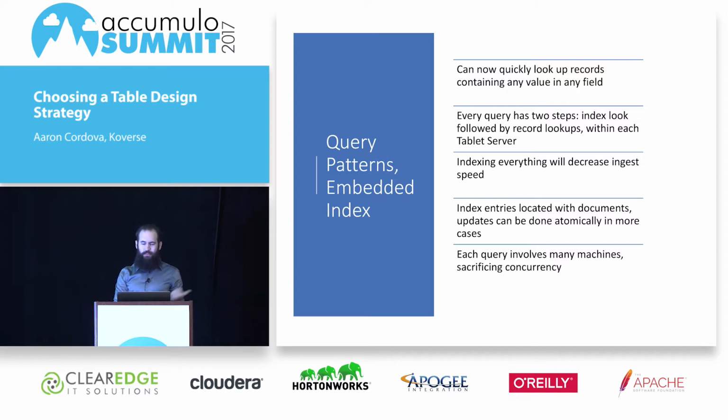But you can still quickly look up records containing any value in every field. It's still a two-step process, but it's done within each tablet server. The indexing speed is the same as for secondary indexing, I would say, just the same storage. But now index entries are located with documents, so updates can be done atomically again. So if I actually change the cost of an item, like in this order, I can also change its index entry right there. And if these live in the same row, I can do it atomically. So that's pretty cool. You gain that back.